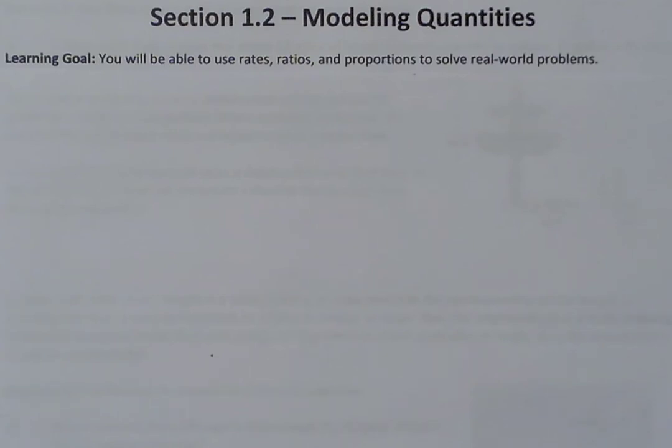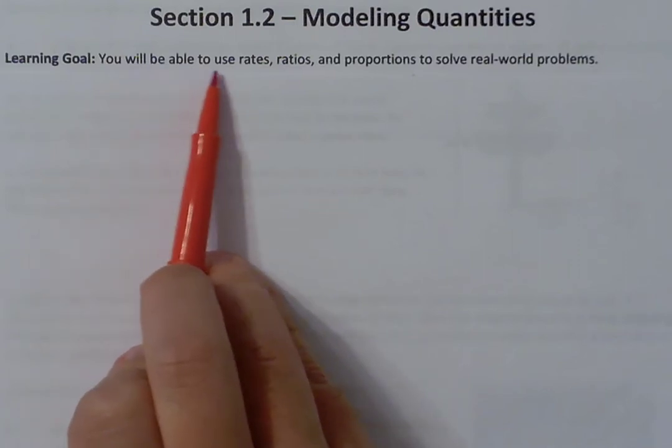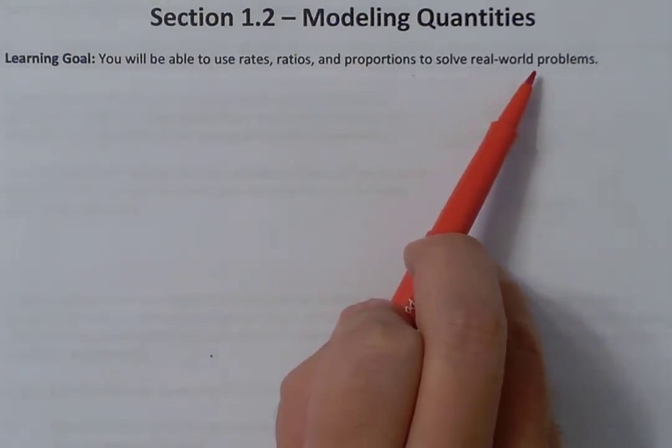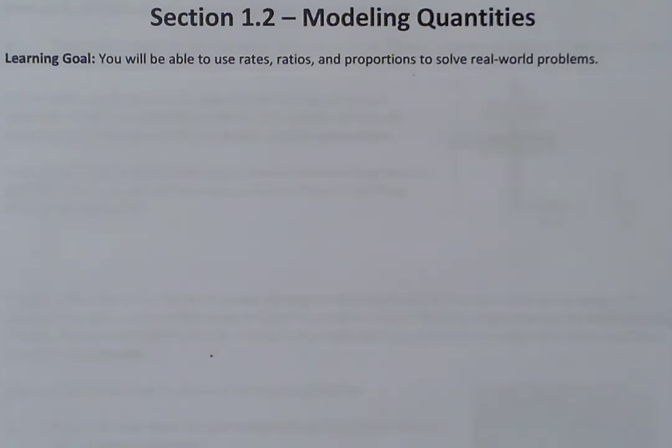For today's lesson, we are going to be taking a look at section 1.2, which is going to deal with modeling quantities. Now, for today's lesson, we only have one learning goal, and that is you will be able to use rates, ratios, and proportions to solve real-world problems. So we're going to go through and talk about those three different things. We're going to talk about how they apply and how we can use them in everyday life. So with that said, let's go ahead and take a look at our first couple.